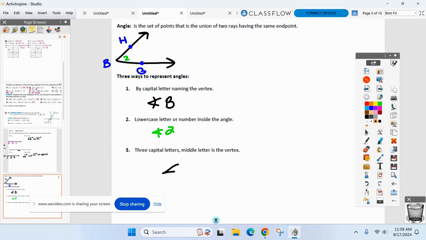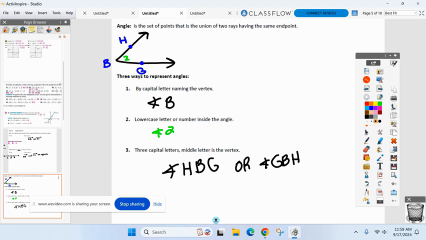So angle HBG, notice my vertex is in the middle. All capitals. Most of the time they are. Angle GBH, that works too. Why would I prefer you guys gravitate to this one versus the other two?